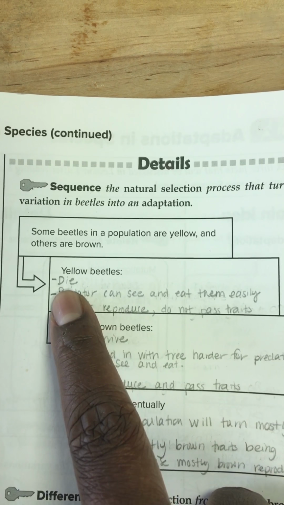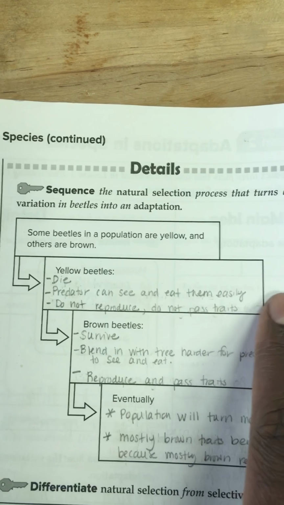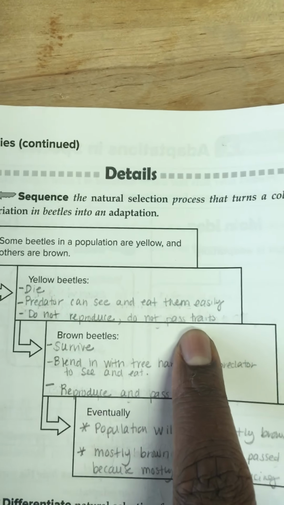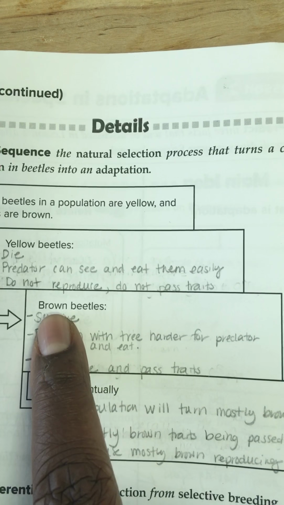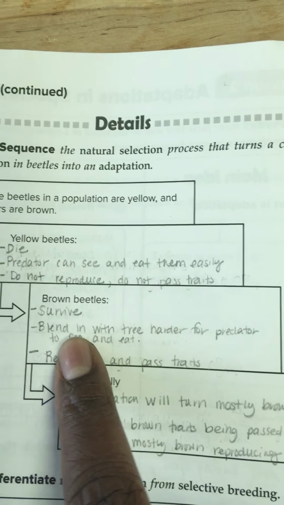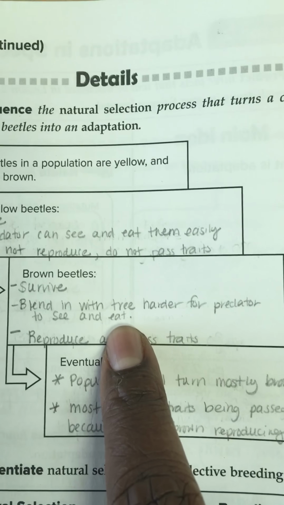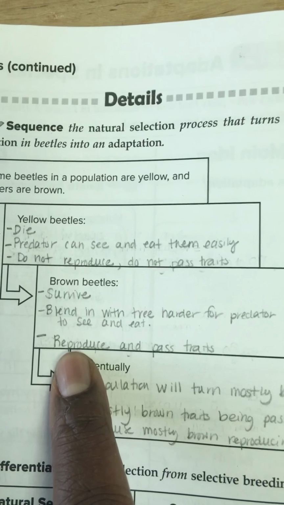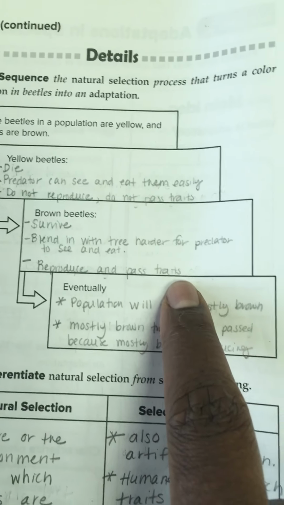The yellow beetles are gonna die, and they die because the predator can see them easily, so the predator eats them. They do not get to reproduce, and if they do not get to reproduce, they can't pass their traits. So then we have brown beetles. Brown beetles actually survive because they blend in with the tree, and it's harder for the predator to see them, and if the predator can't see them, the predator can't eat them. And they actually live long enough to reproduce and pass their traits to their offspring, so most of them.